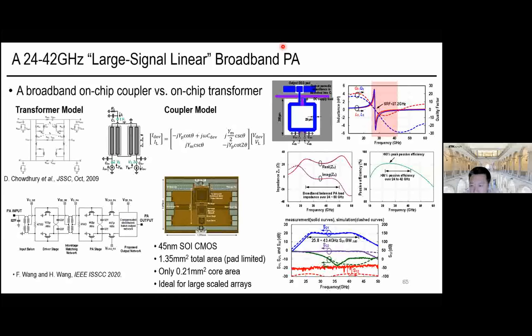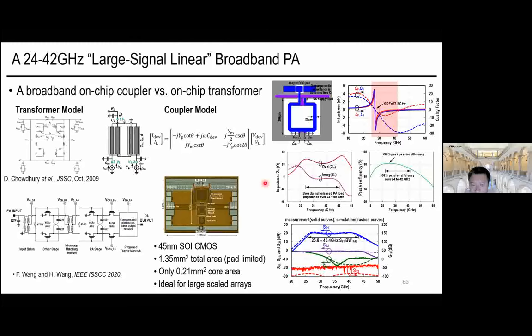But when we model this as a coupler balun, we can essentially utilize both the magnetic coupling and also the capacitive coupling from input to output, and it actually behaves very well, from under 20-ish gigahertz all the way to more than 40 gigahertz. The resulting real and imaginary parts are very stable and well-behaved, and the passive efficiency is also excellent, from 24 gigahertz to 42 gigahertz, over 86%.